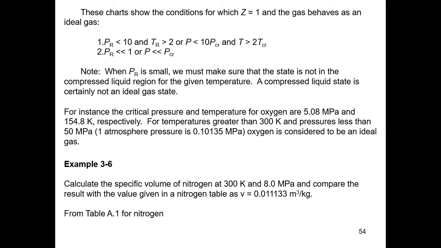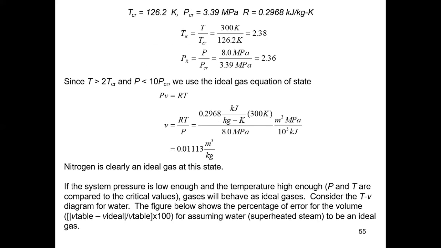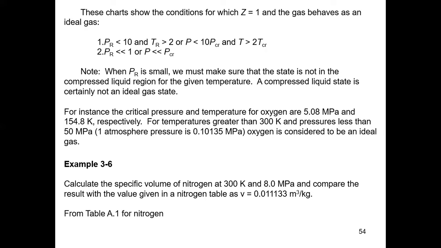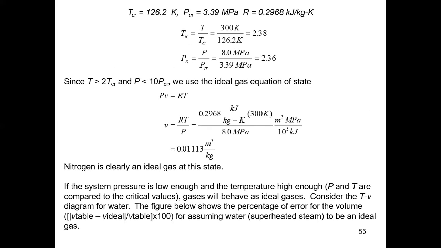Calculate the specific volume of nitrogen at 300 K and 8 megapascal and compare the result with the value from the nitrogen table. They go through the calculation and get a value very close to the nitrogen table, which shows that nitrogen is an ideal gas at this state. If system pressure is low enough and the temperature is high enough, when P and T are compared to critical values, gases will behave as ideal gas.